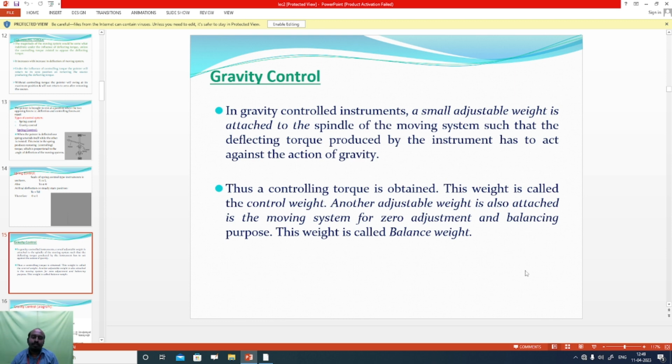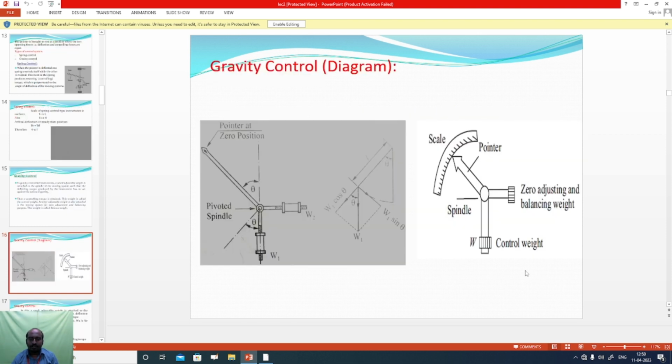Another type of control is gravity control. In gravity control, the gravitational force, by using a weight, is used to control the movement of the pointer. Here a small adjustable weight is attached to the spindle of the moving system, such that the deflecting torque produced by the instrument has to act against the action of gravity. Here you can see the diagrammatic representation of a gravity control.